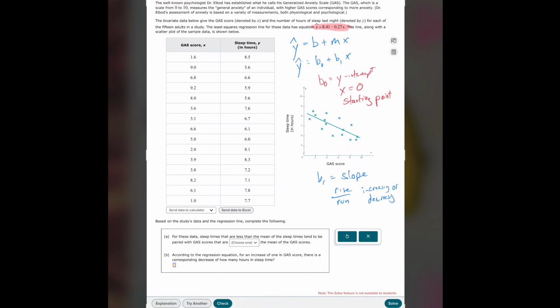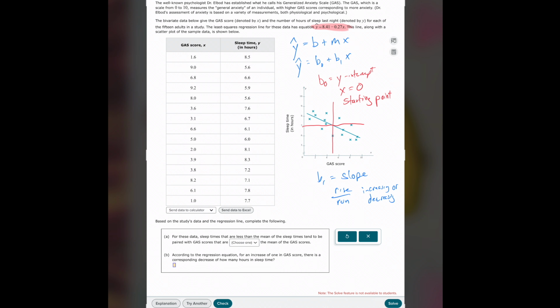So let's read our questions. For these data, sleep times that are less than the mean of the sleep tend to be paired with GAS scores that are what? Now, the way they show this is they break it down into 4 quadrants. You can think about it like this if you want to. I'll show you another trick in just a second.